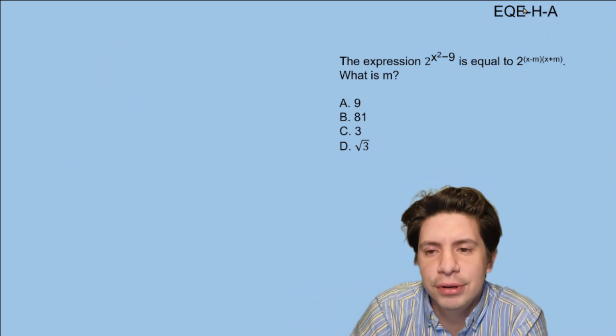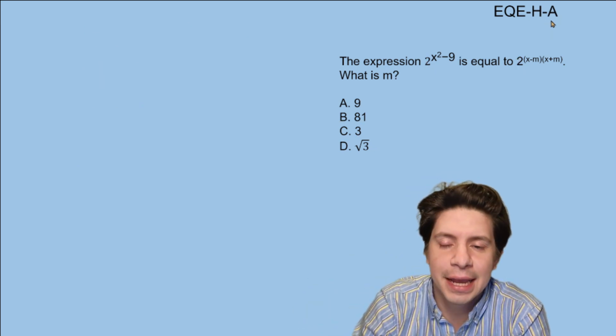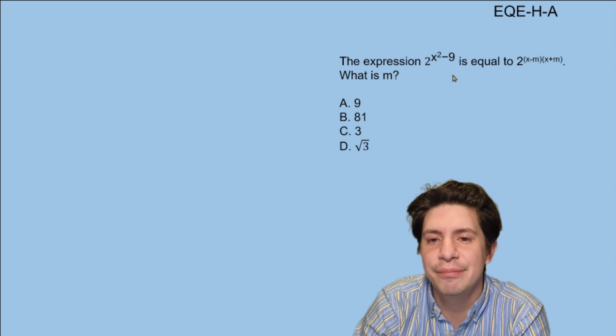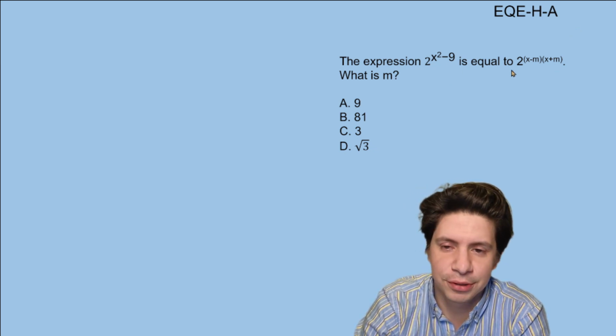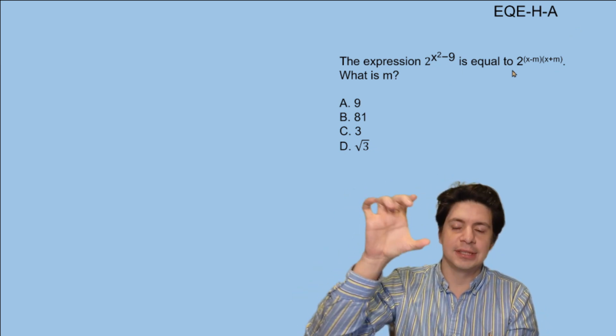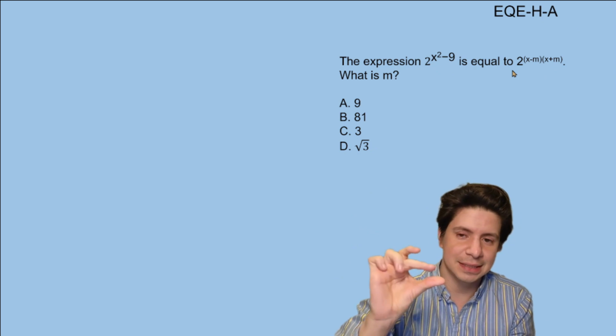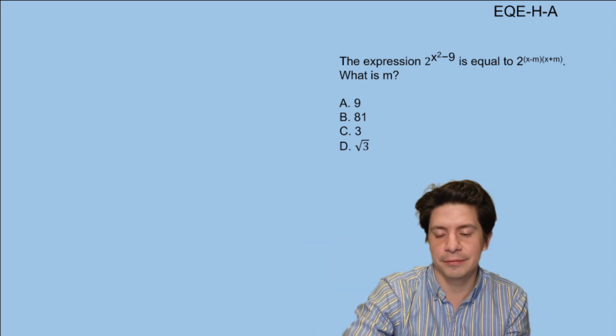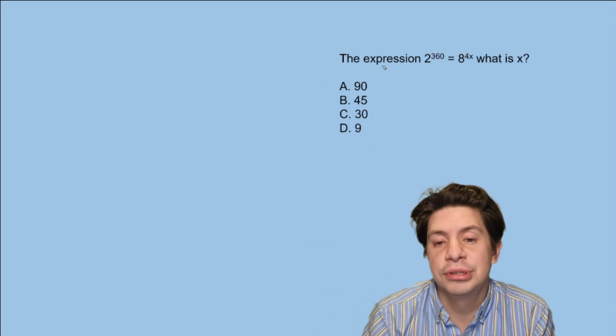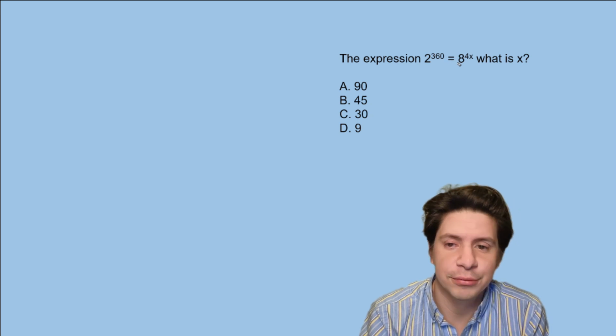Oh, and then just notice, right, the EQE-H-A, right, this category is when you have the same base and then you have equations in the exponents, right? So it's more complicated expressions, but the base is the same. They're testing to see if you can work with that type of information. Okay, so in this one, the expression 2 to the 360 equals 8 to the 4x.